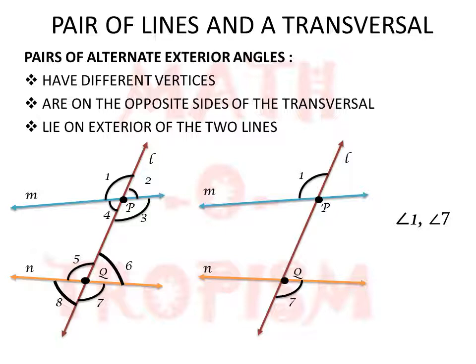Similarly, another exterior angle for the line M is 2. Alternate to that, when we talk about line N, we have the exterior angle 8. So the pair of angle 1 and angle 7, and the pair of angle 2 and angle 8, are the pairs of alternate exterior angles.